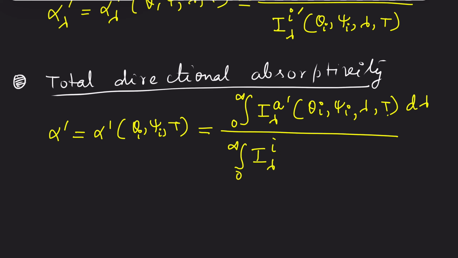High lambda incoming. The same thing, you have to just write the expression. Okay. So now can you write the expression for hemispherical spectral absorptivity? I think you should be able to write that, right? Okay.